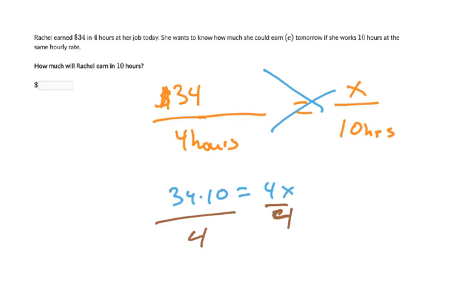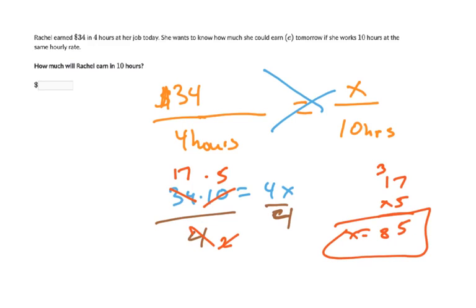So one cool thing about this is that if I look at it, 4 goes into 34 17 times, but I have 2 left over. And then 2 goes into 10 5 times. So I'm left with 17 times 5. The answer is 85. So hopefully that makes sense.